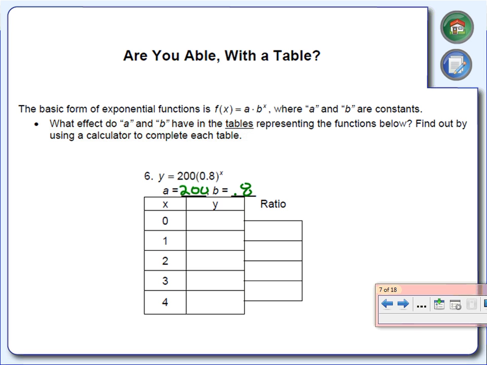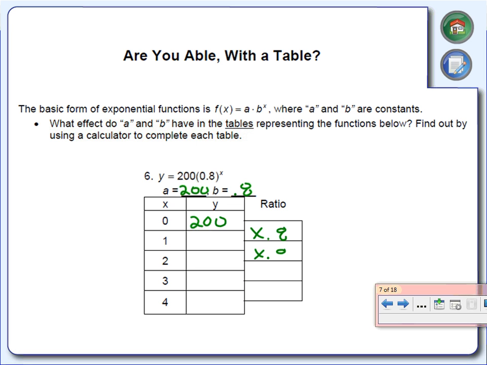So, without a calculator, can you guess what would show up next to 0? 200. Where did you get the 200 from? The A. Is that what happened on all the others that we've looked at? A is always that first number right next to 0? Yes. Okay. Let's see if we can recognize some other patterns. This ratio over here. Do you think you know what the ratio is going to be before we put in the calculator? 0.8. We're going to be multiplying by 0.8.